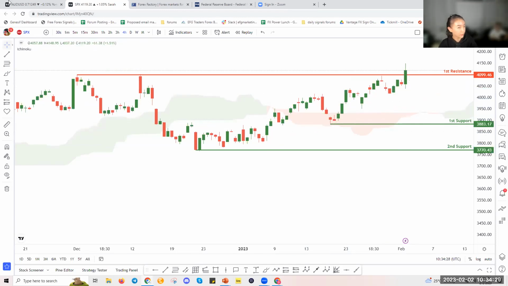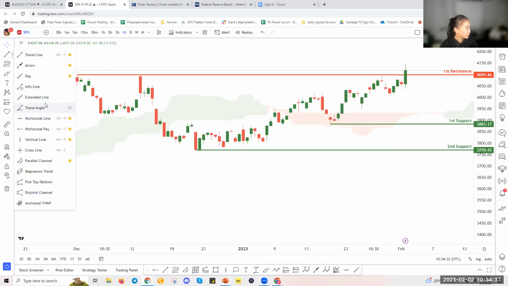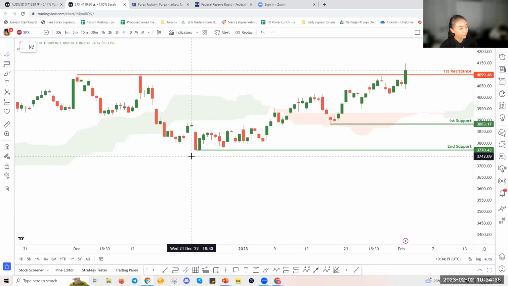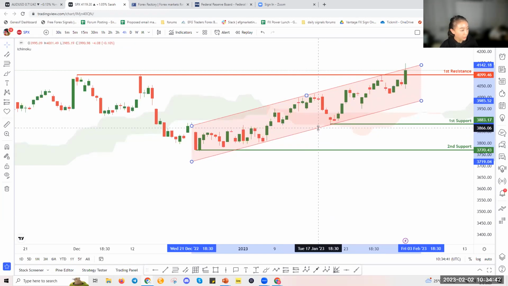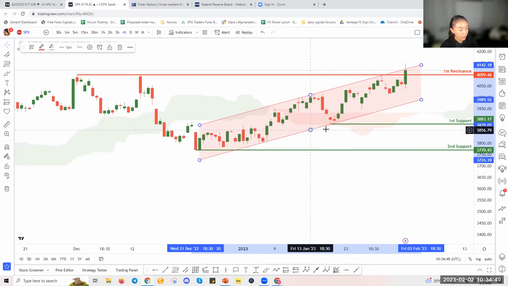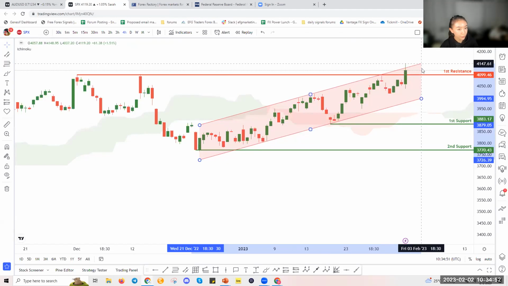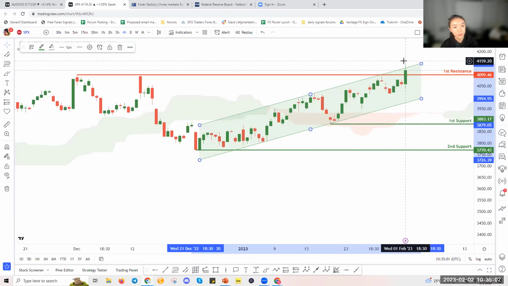Okay, so maybe we find if there is any ascending channel. Let's adjust a little bit. Okay, so in my opinion, there is an ascending channel. Even though the recent price has broken the ascending channel, the body of the candle is still within the ascending channel. So as we can see, there are touches here.